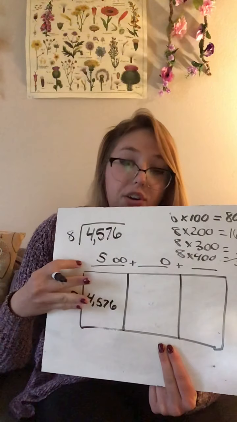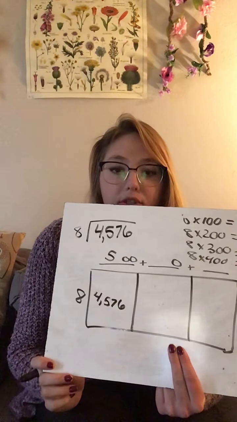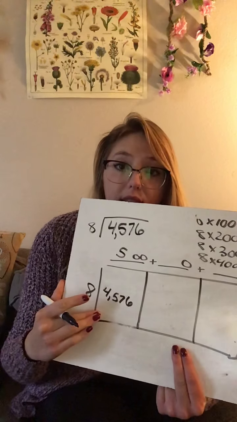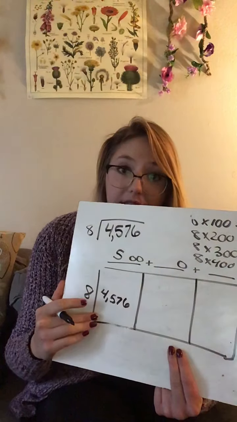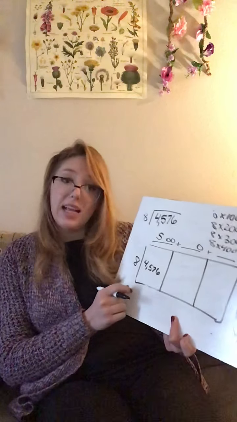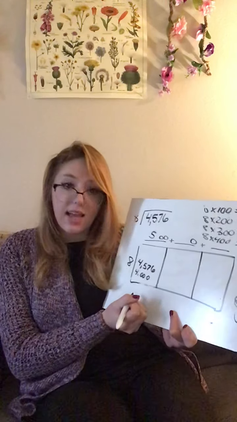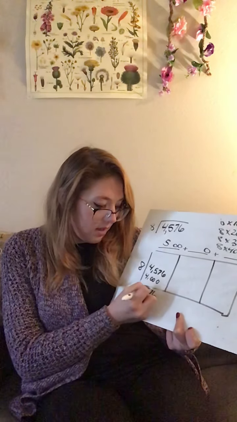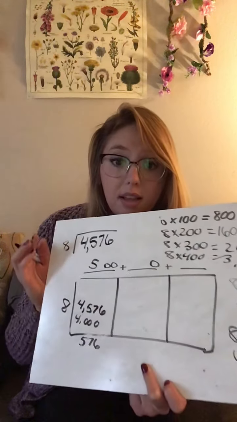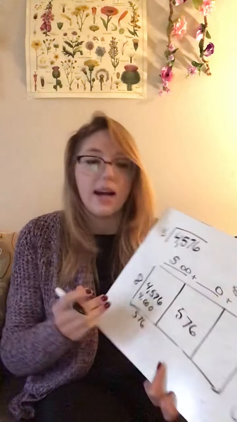So I write my 500 here in that hundreds place. The next step is to actually multiply 8 times 500 again and subtract that answer from this one. That's going to tell me how much more I have to divide up. That's my other dividend, my new one. So let's try it. We said 8 times 500 was 4,000. If I subtract, I have 576 left to keep dividing up. 576 is now going to become my new dividend in the next box.